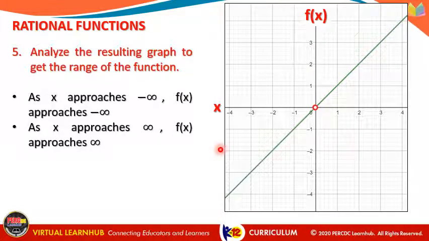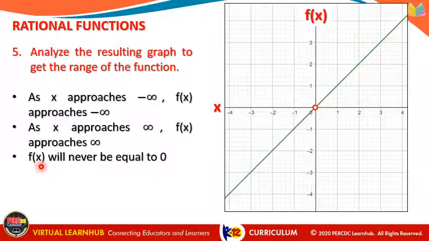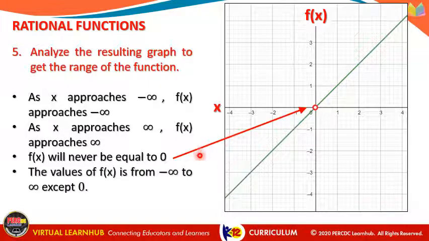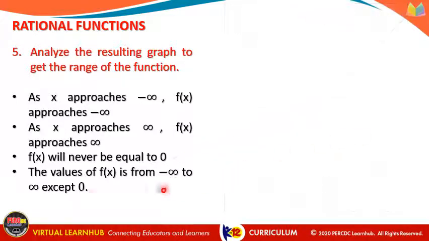However, take note, f of x ay hindi magiging 0. Again, dahil may butas tayo doon, no? Hindi siya pwedeng maging 0. Ano ngayon ang range natin? Makikita natin na the range is a real number anywhere from negative infinity to positive infinity except 0. So, pwede kahit anong real number maliban sa 0. Okay?